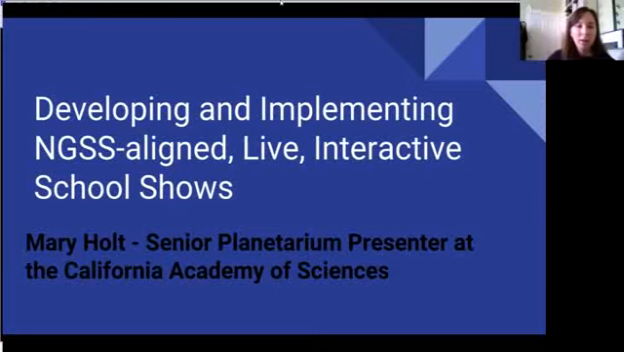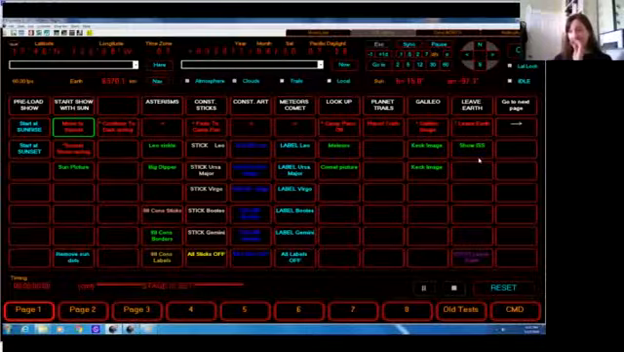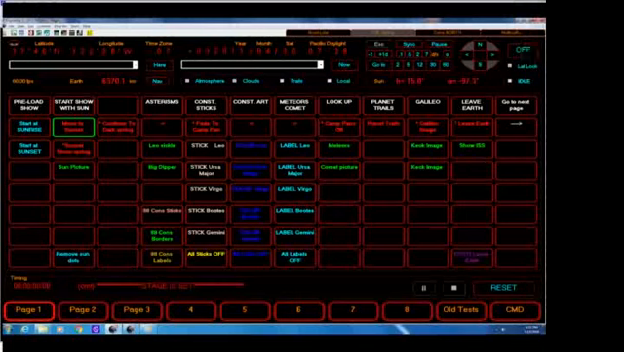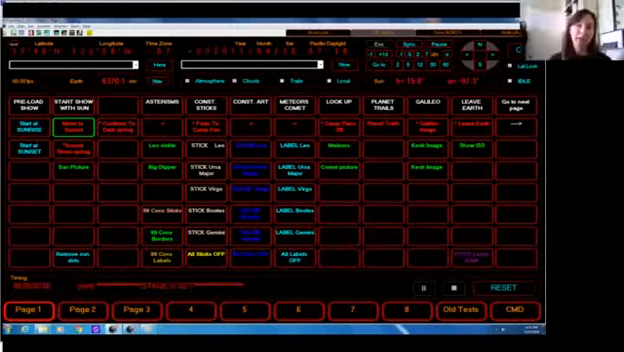So before we made the shows that we have right now, we were using the Digital Sky 2 software. So this is an example of kind of the interface that our presenters had for the shows we had before what we're doing right now using UniView. And this is one of the pages from the 3rd to 5th grade show that we used to give, which was a tour of the solar system.